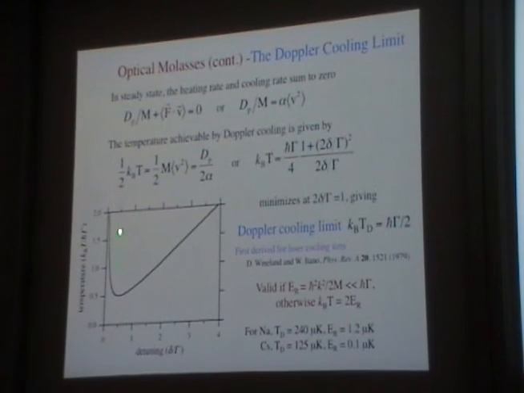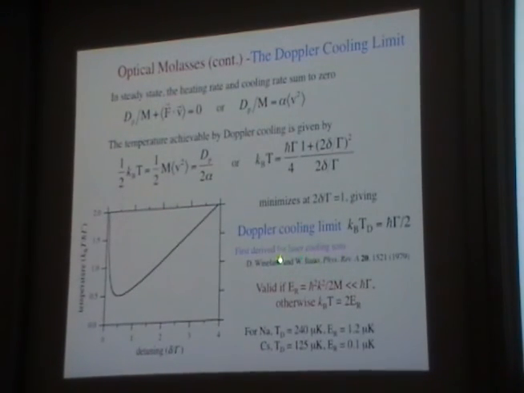So you can plot this, and you get a curve that looks something like this. There's actually a minimum in this equation here, and you find that the minimum occurs when you choose a detuning that's exactly half a line width off resonance. And at that minimum point, from this equation, you get a temperature equal to h bar times half the natural line width.